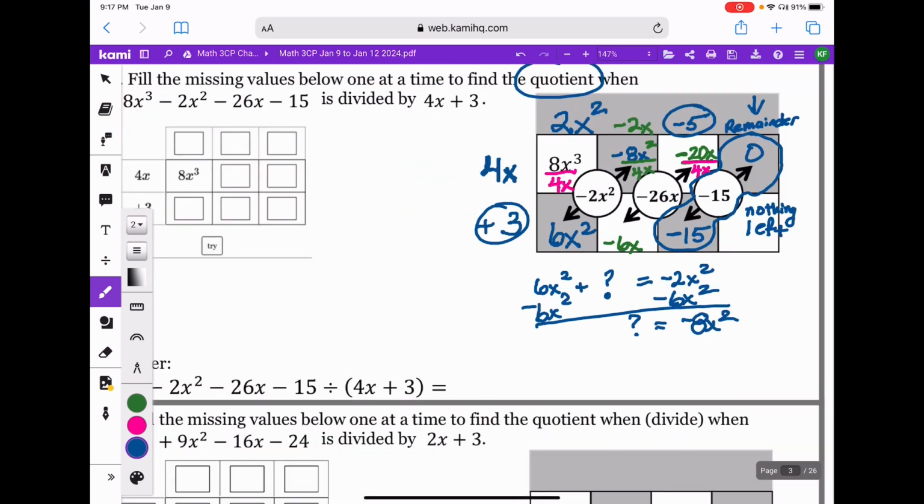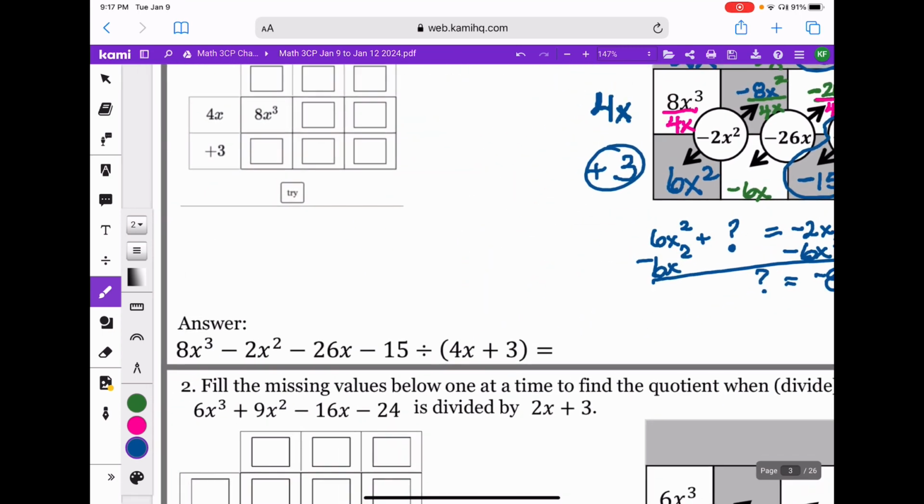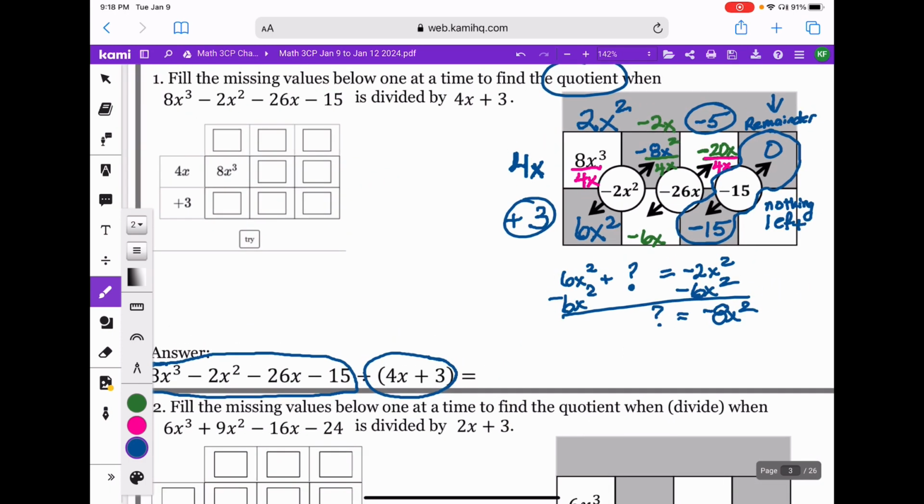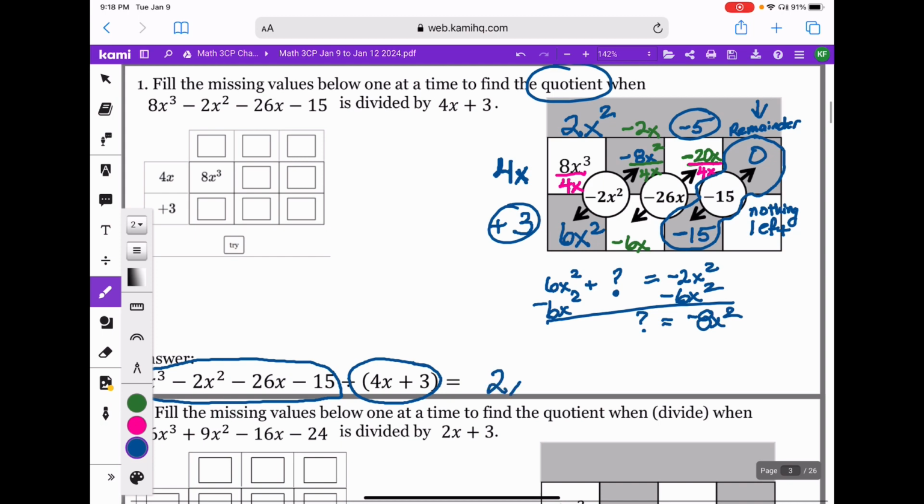So we're going to come down here and write the actual answer. So it says this big polynomial divided by this little polynomial equals the quotient, which in our problem is 2x squared minus 2x minus 5. Okay, so that is number 1 done. Make sure you're pausing the video also.